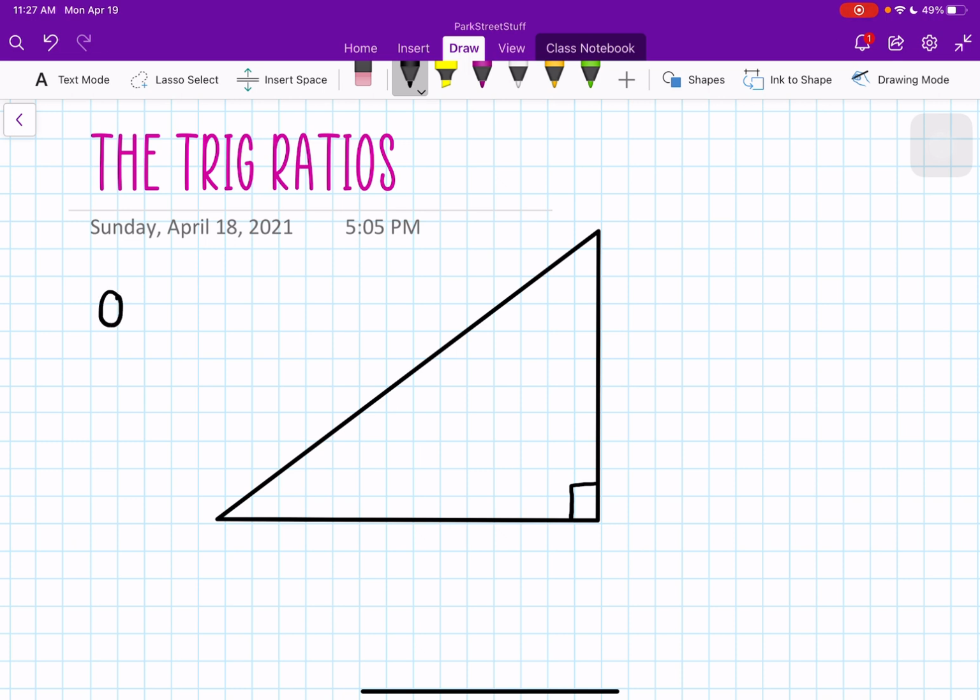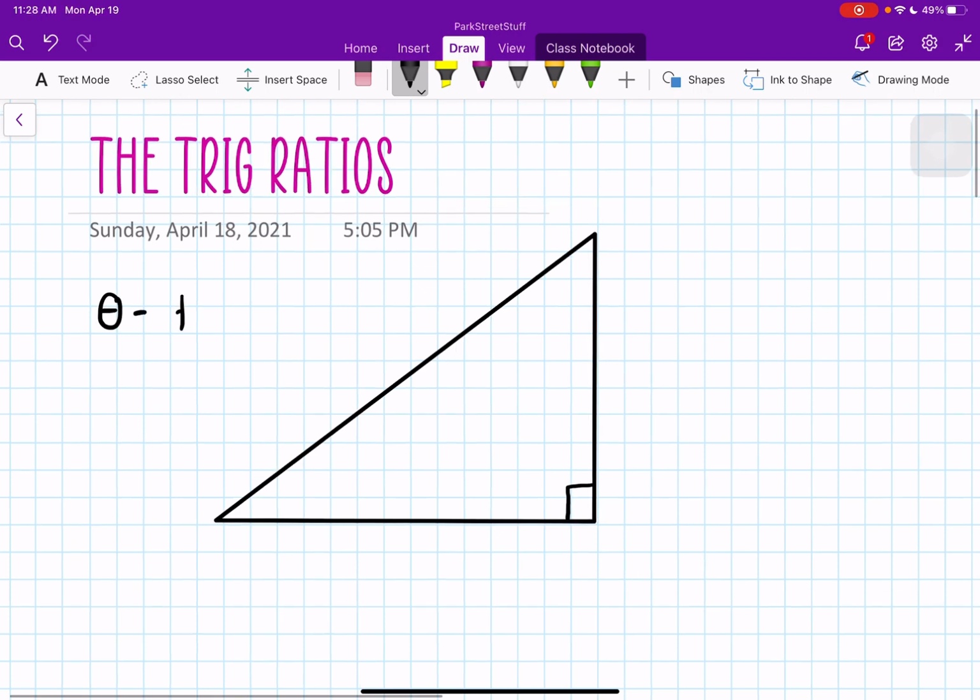So the most common one is theta, so that's the symbol for theta. Another one that's used often is alpha. And then a third one is beta. So those are the Greek letters, just so that when you're reading questions and you see these symbols or letters come up, you know what they're called.